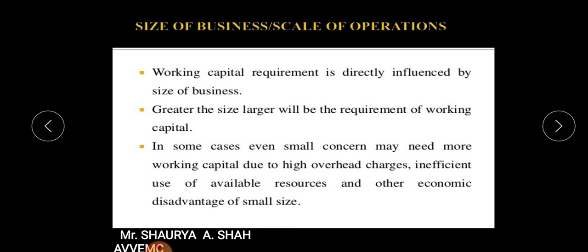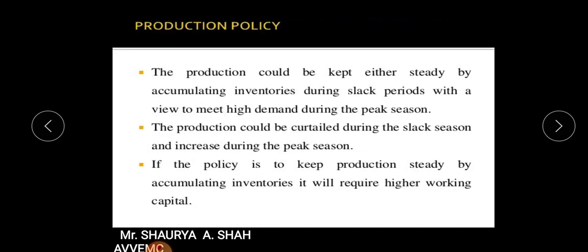But generally we can say it is directly related. The size of the firm is directly related to the requirement of working capital. The larger the size of the business, the larger the requirement of working capital, and vice versa. So first was nature of business, second is size of business, third is production policy, students.